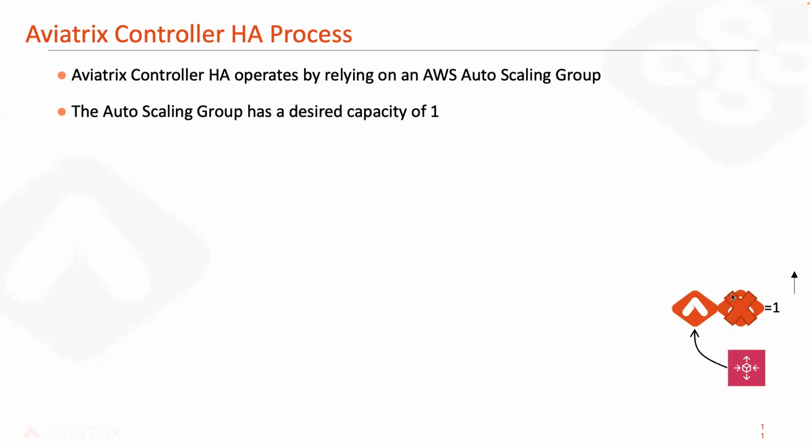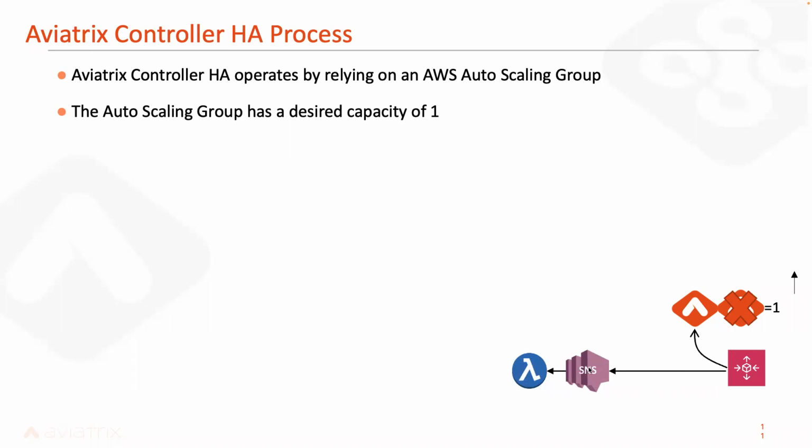Whenever the controller goes down, that software component is going to say, oh, wow, I no longer have that desired capacity of one. So I'm going to spin up a new controller. However, this controller now is completely blank, meaning it's a new controller. It doesn't have any configuration, doesn't have any state. So how are we going to get all of that configuration on the controller?